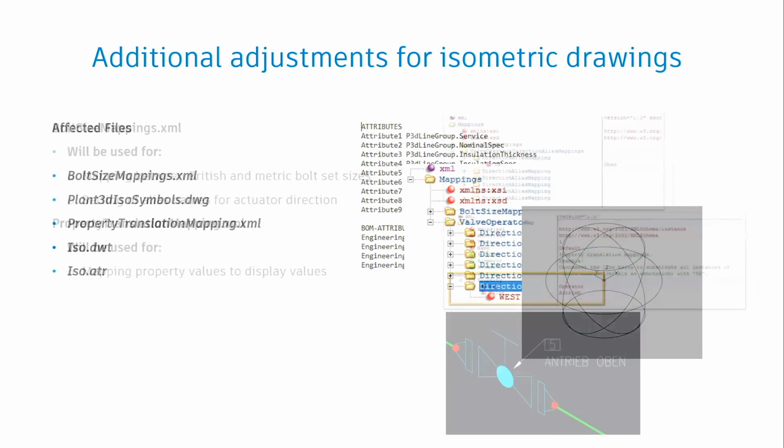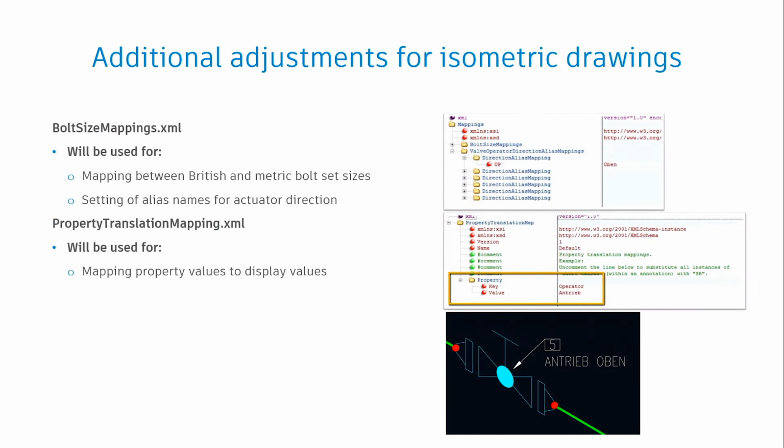Let us start with bolt size mapping XML and property translation XML. The first one will be used for two things: for mapping between British and metric bolt set sizes, but also for setting alias names for actuator directions. In the image at the top right, you see that the direction up will be set to use a German alias name, oben. Here you see up, and by default you have the value up. I have changed this to oben, which is the German word for up.